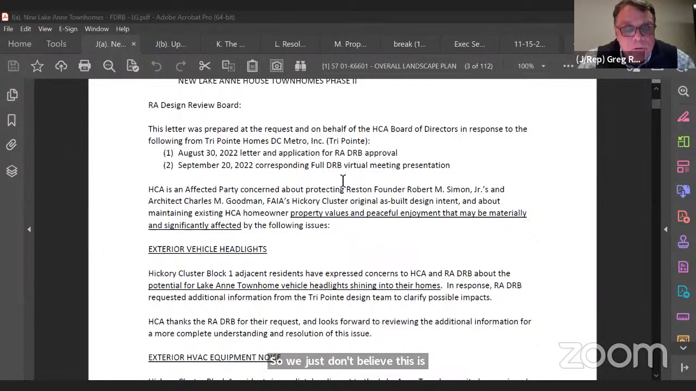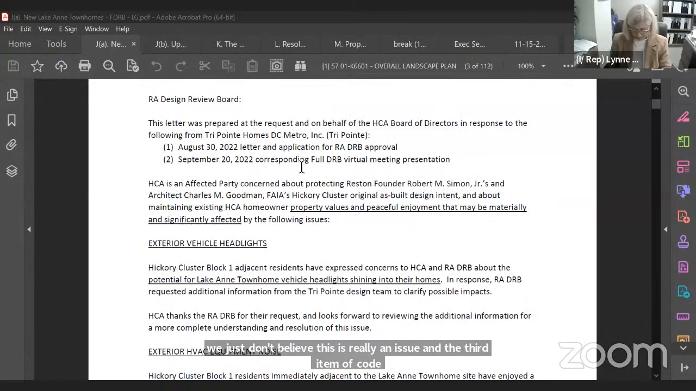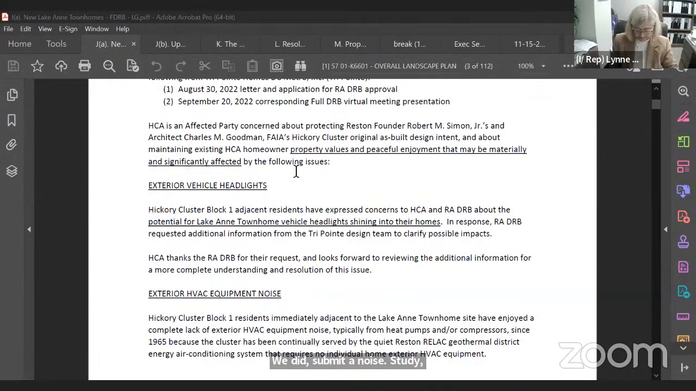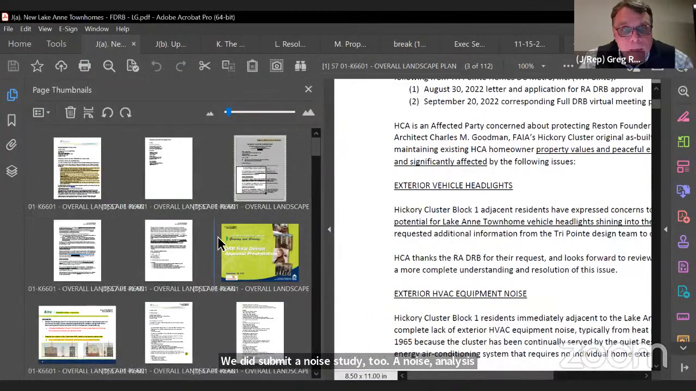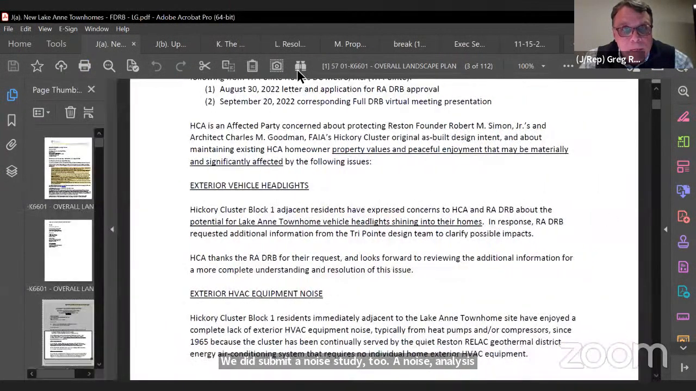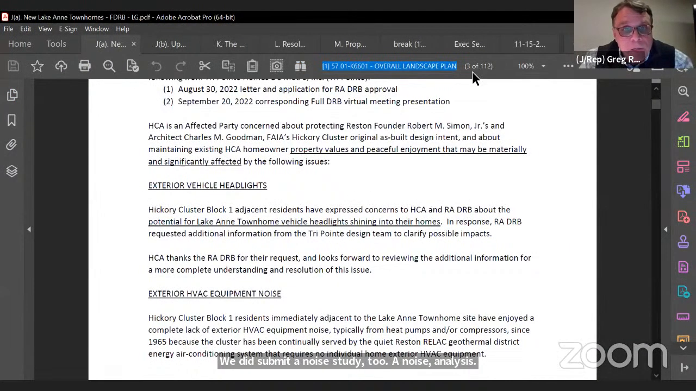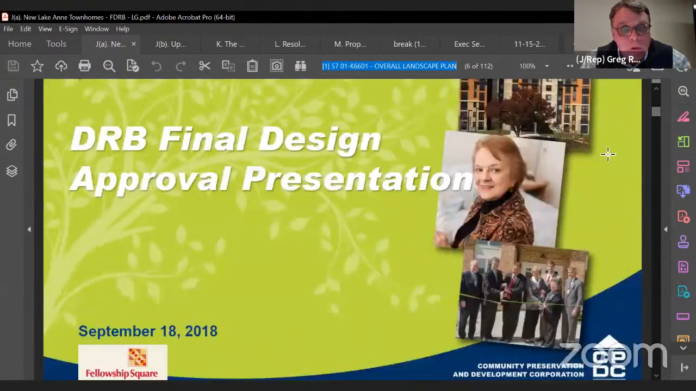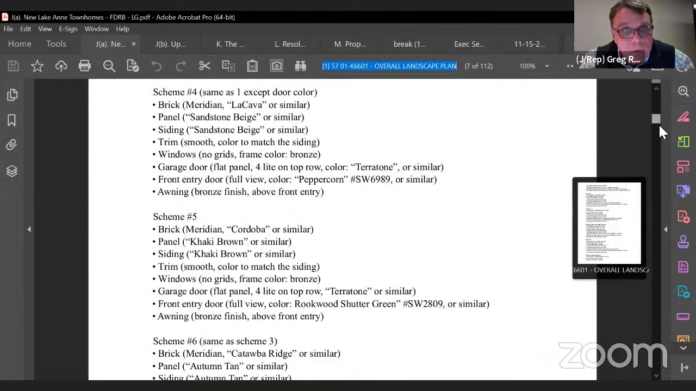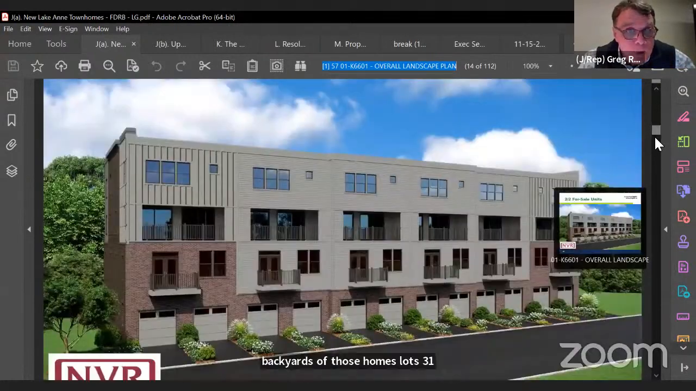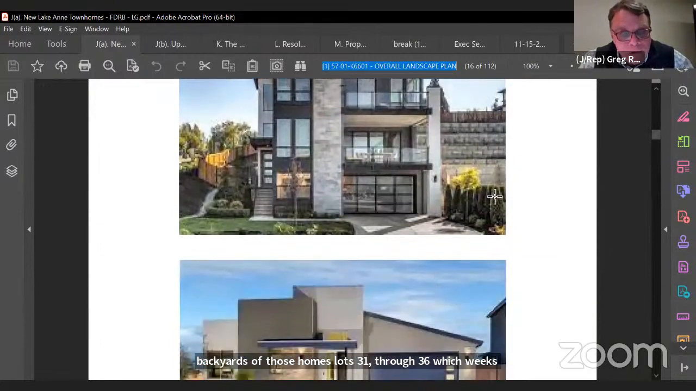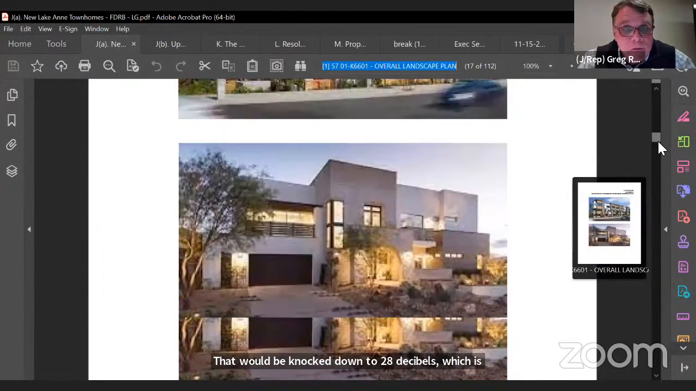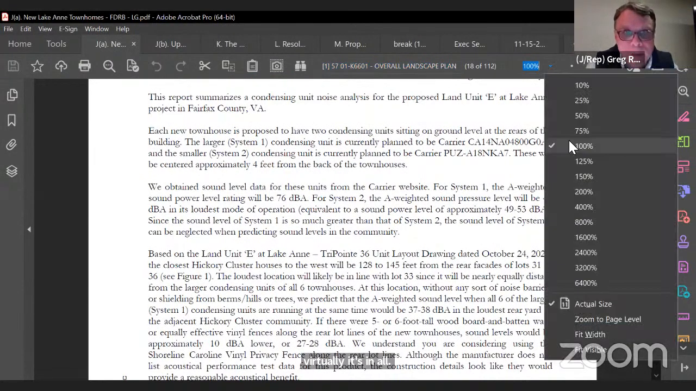And the third item of concern. And you submitted a noise study too? Yes, we did submit a noise study. We had a noise consultant do a noise analysis and found that at the property line at Hickory Cluster, those HVAC units would be at about 38 decibels. If we were to install rear yard fencing on the backyards of lots 31 through 36, which we intend to do, that would be knocked down to 28 decibels, which is virtually inaudible. So we feel that's not an issue.